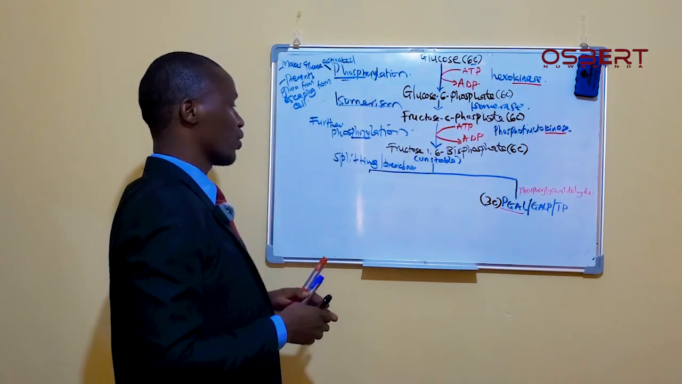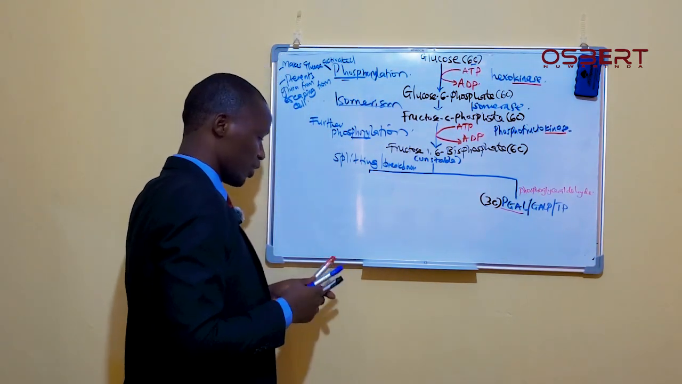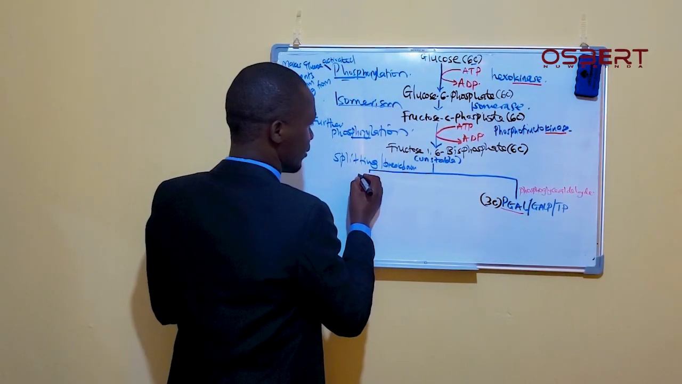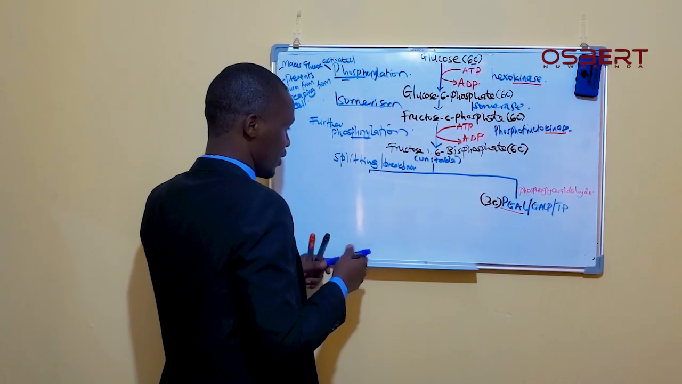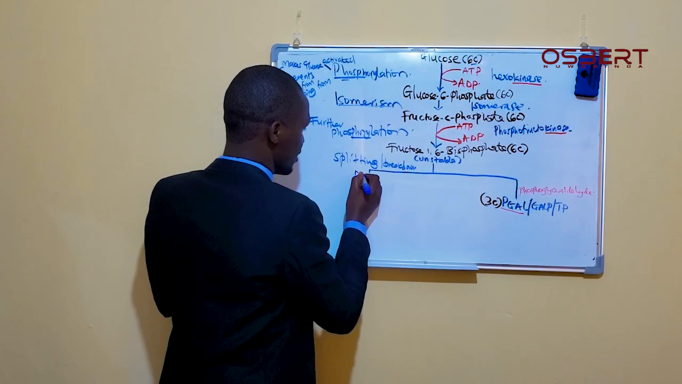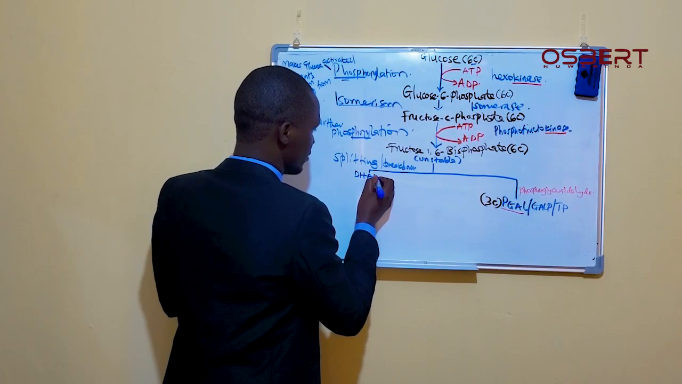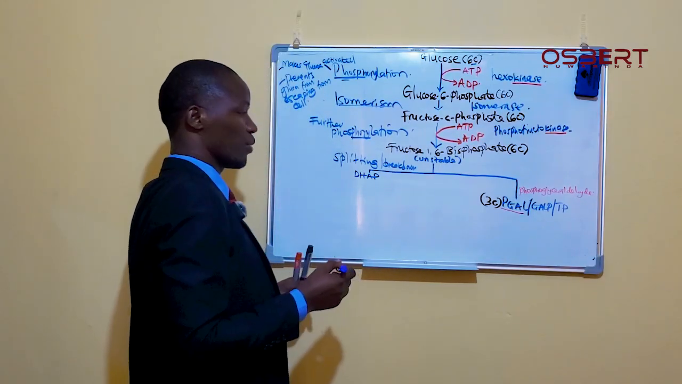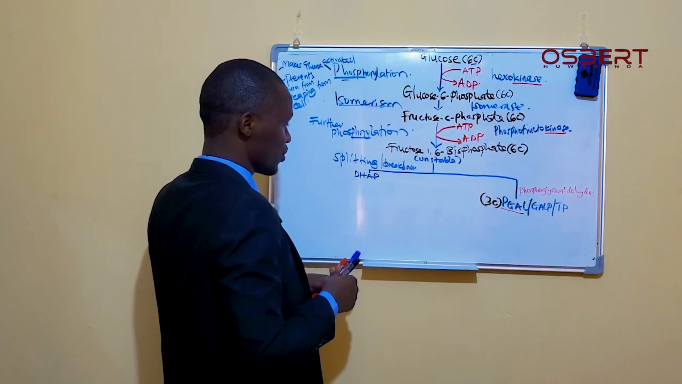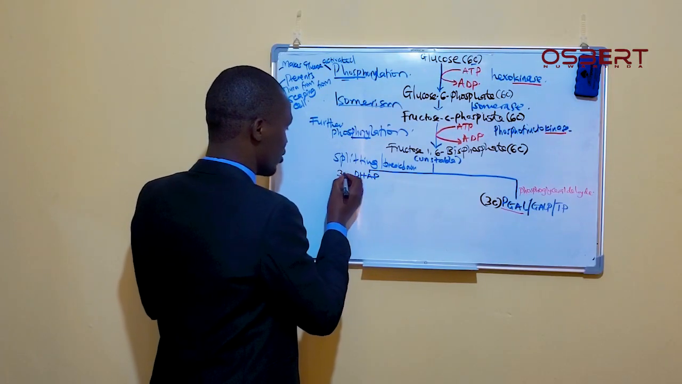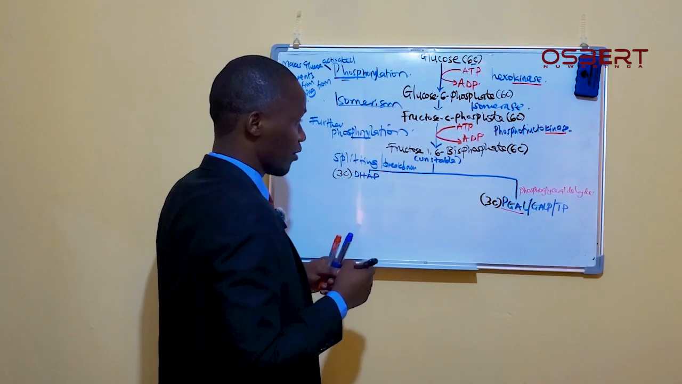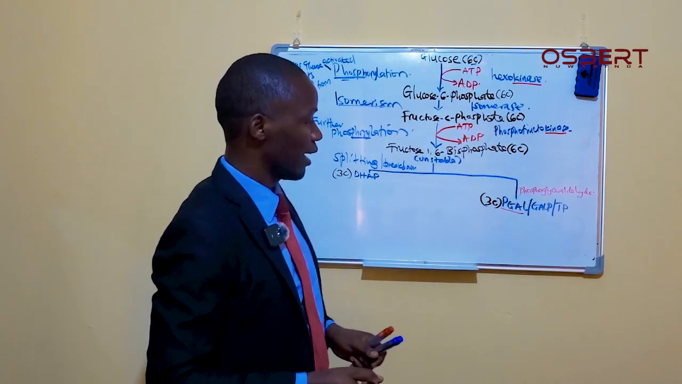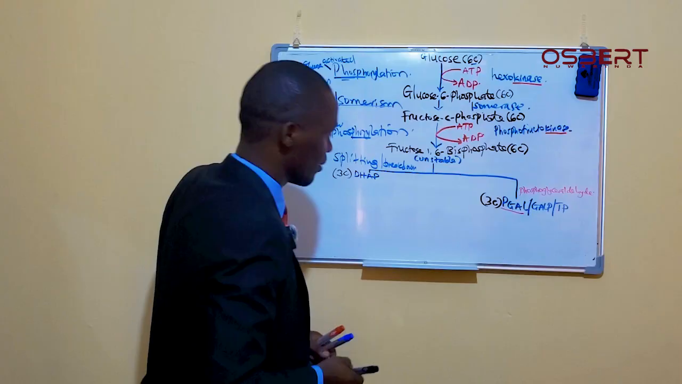Likewise, we are also going to form another molecule here, and this molecule is called DHAP. Now what is DHAP? This DHAP is also a 3 carbon molecule, also made up of 3 carbons. Remember I told you that if this is 6 carbon, when it splits it forms 2 molecules which have 3 carbons each.